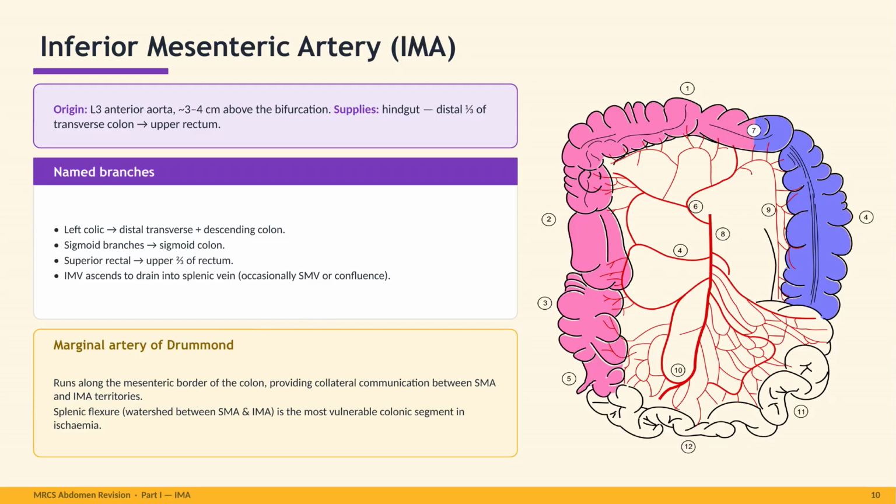But, and this is where the exam comes in, the splenic flexure sits at the watershed between SMA and IMA, and it's the most vulnerable colonic segment to ischemia, particularly in low-flow states or after AAA repair. So if you're ever asked about ischemic colitis localization, that's your answer.